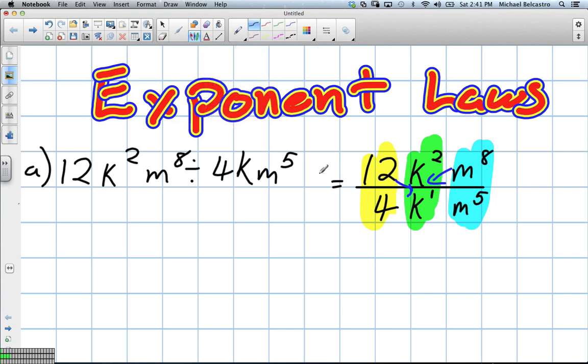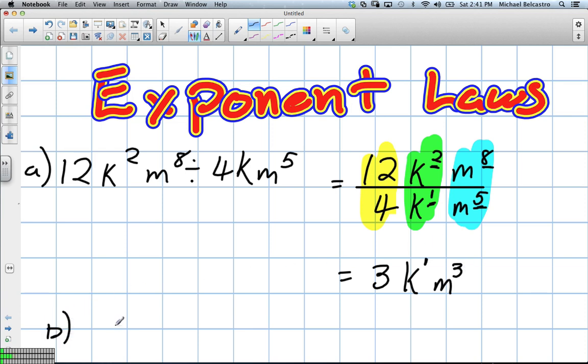So the very first term says 12 divided by 4. Do you know what that would give us? 3. The second one, it's k to the power of 2 divided by k to the power of 1. We subtract the number on the bottom from the one on top. So we'd get k to what? To the power of 1. Yeah. Do we have to write the 1 in? No, we don't have to. We can. And then the last one, 8 subtract the 5, so we'd get m to the power of 3. Excellent.